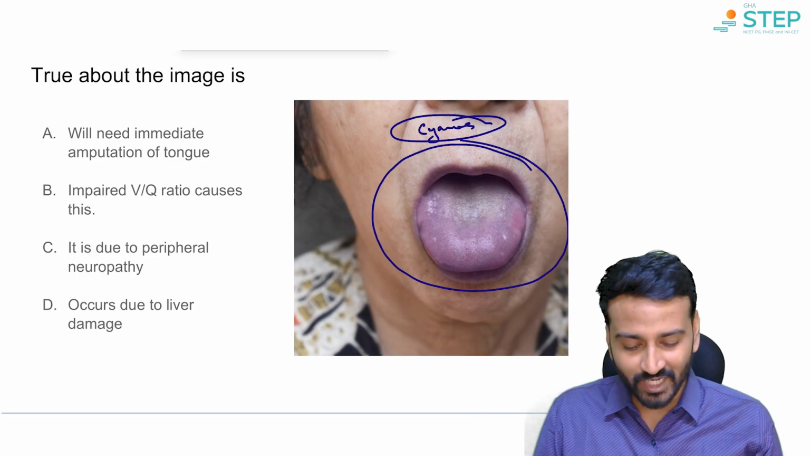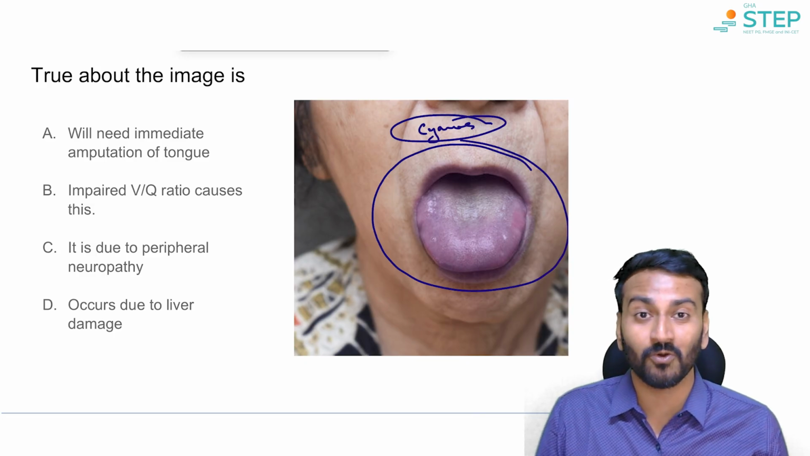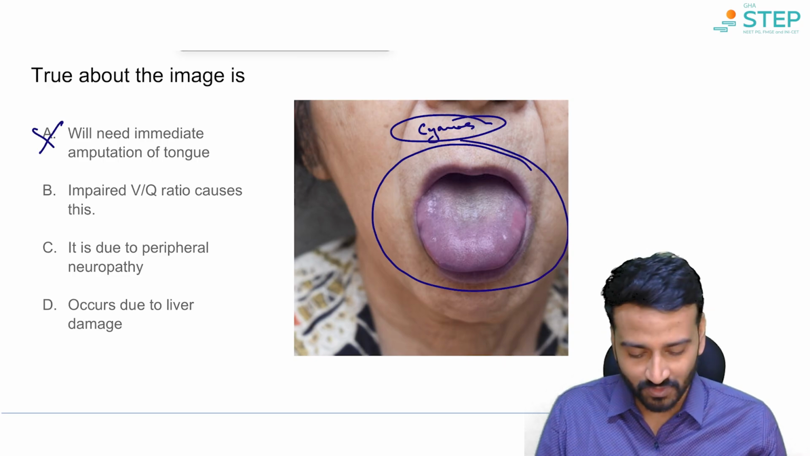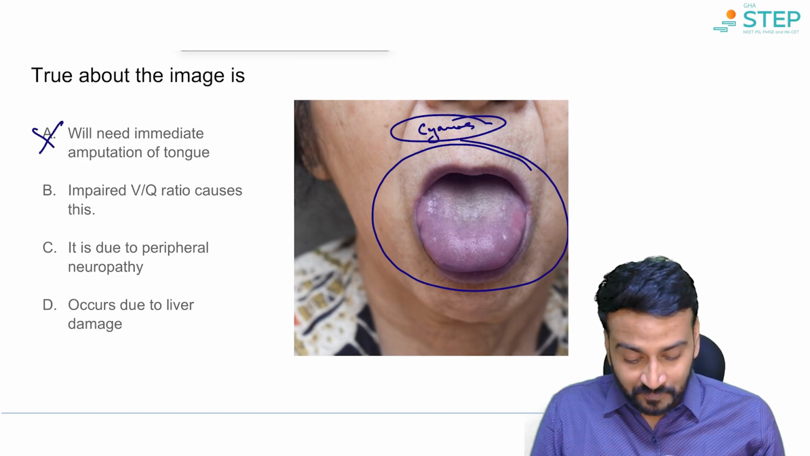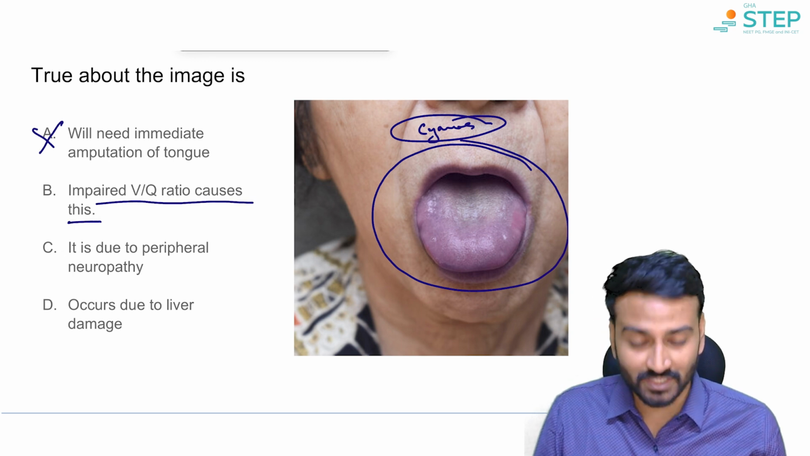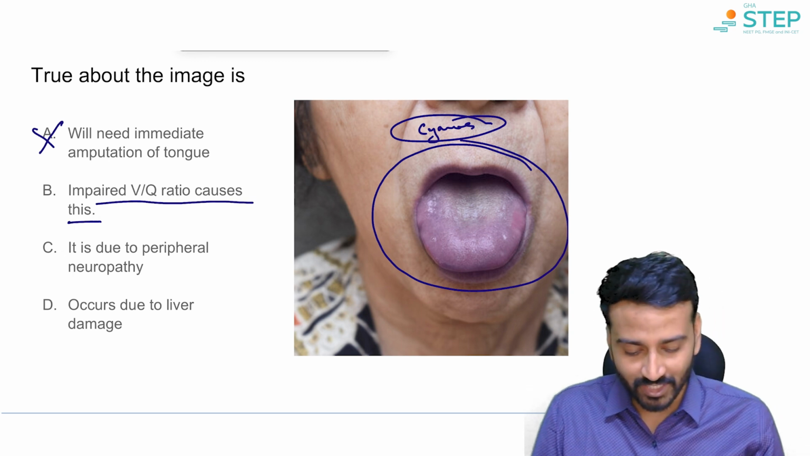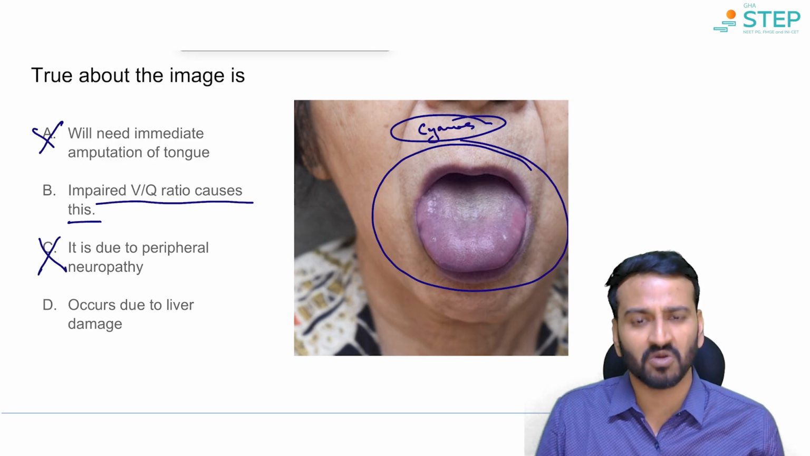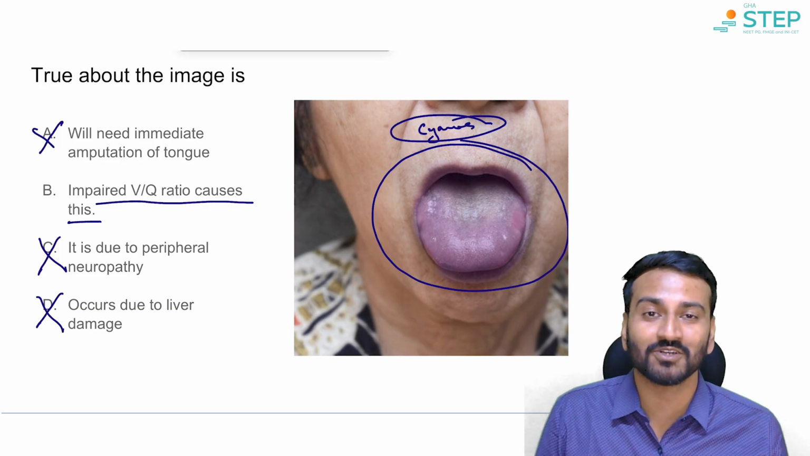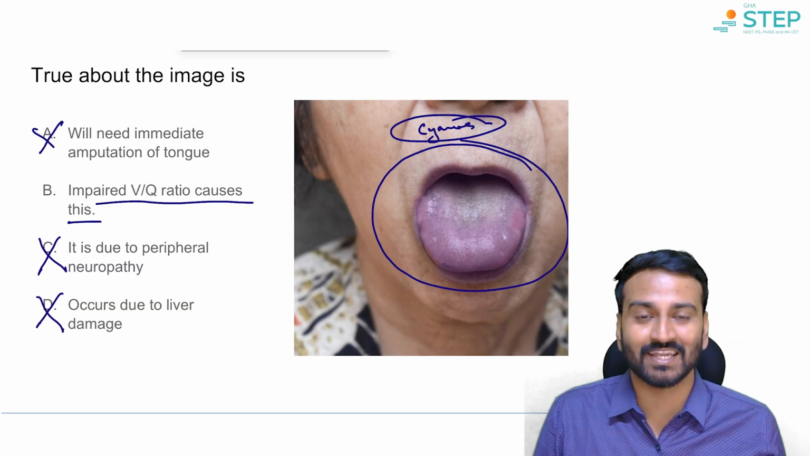See this funny option, will need immediate amputation of tongue. Oh, okay, no, it is not the option. Should not amputate. Blue color, no, don't remove. Next, impaired ventilation perfusion ratio causes this. Yes, this can be an answer. Let's move ahead. It is due to peripheral neuropathy. No. It occurs due to liver damage. No, liver damage causes icterus, seen in the sclera.